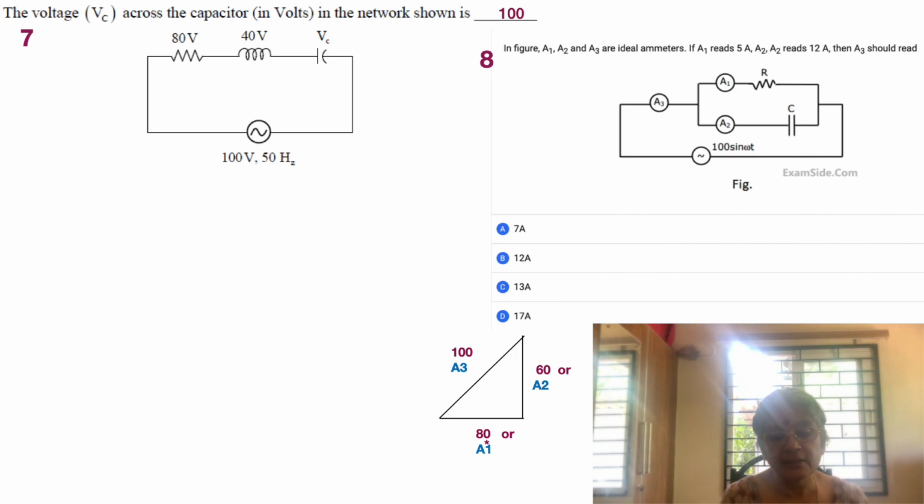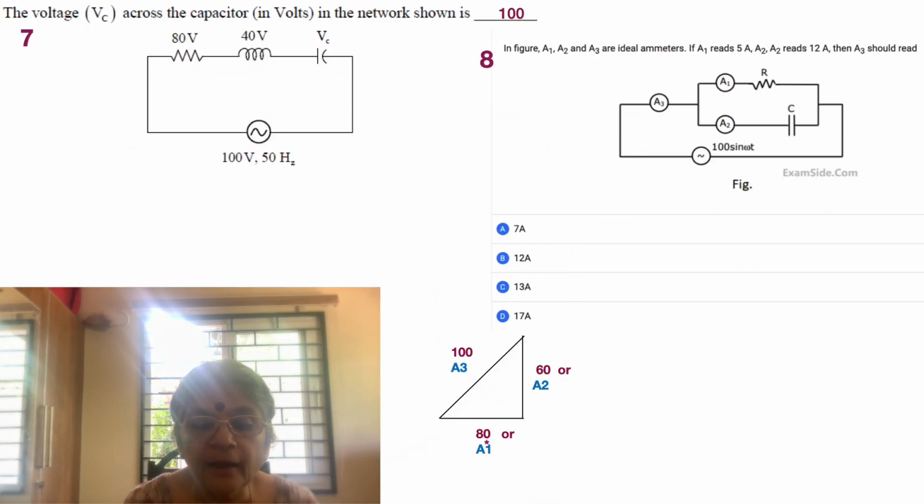So here we have 100 sine omega t, which is the maximum value. What is asked is that in the figure, A1, A2 and A3 are ideal ammeters, so everything measures ideally. If A1 reads 5 ampere, what does A1 measure? It measures the current through a resistor. A1 reads 5 ampere, A2 reads 12 ampere.